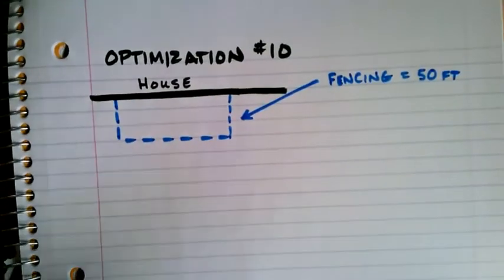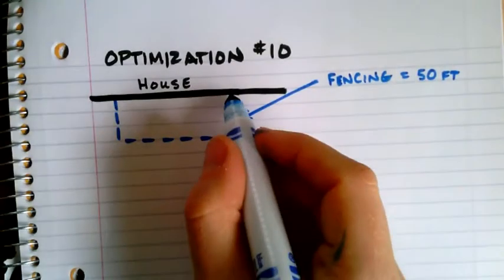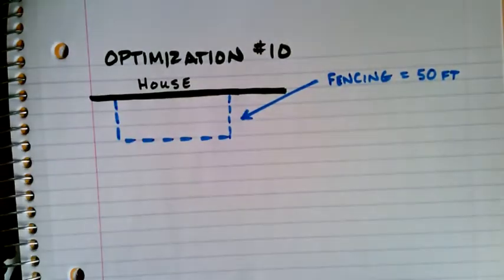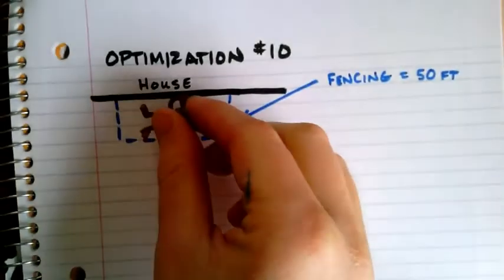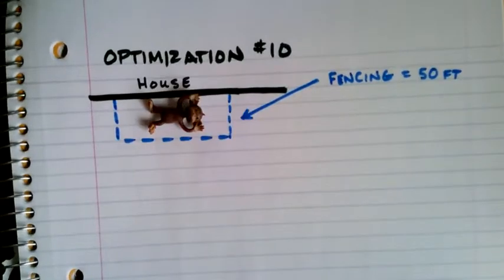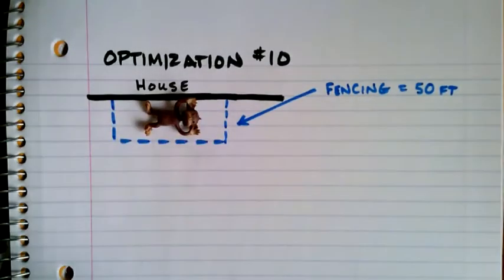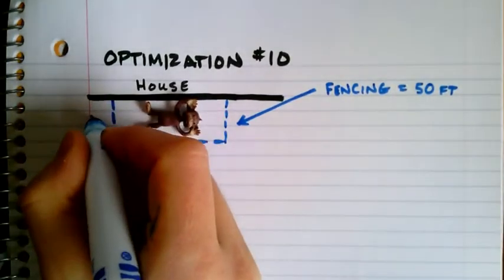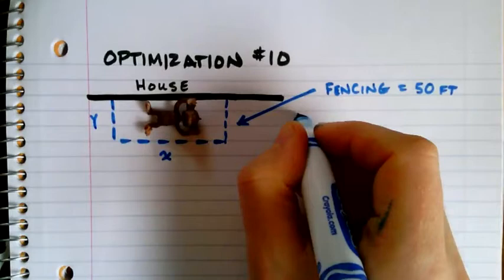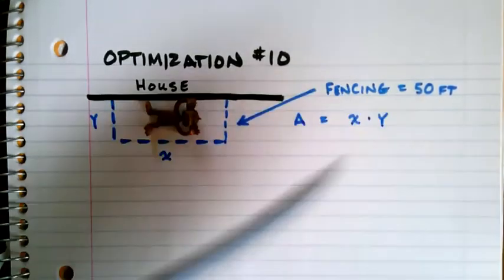You have bought some fencing, 50 feet of fencing to be specific, and you are going to build a little fence against the house. So you're going to use this fencing on 3 sides to make a rectangle. Incidentally, side note, the fence is to build a nice little monkey pen. We want to maximize the area of this pen. So I'm going to call this side of the pen X and this side of the pen Y. And what we want to maximize is the area, which would be equal to X times Y.